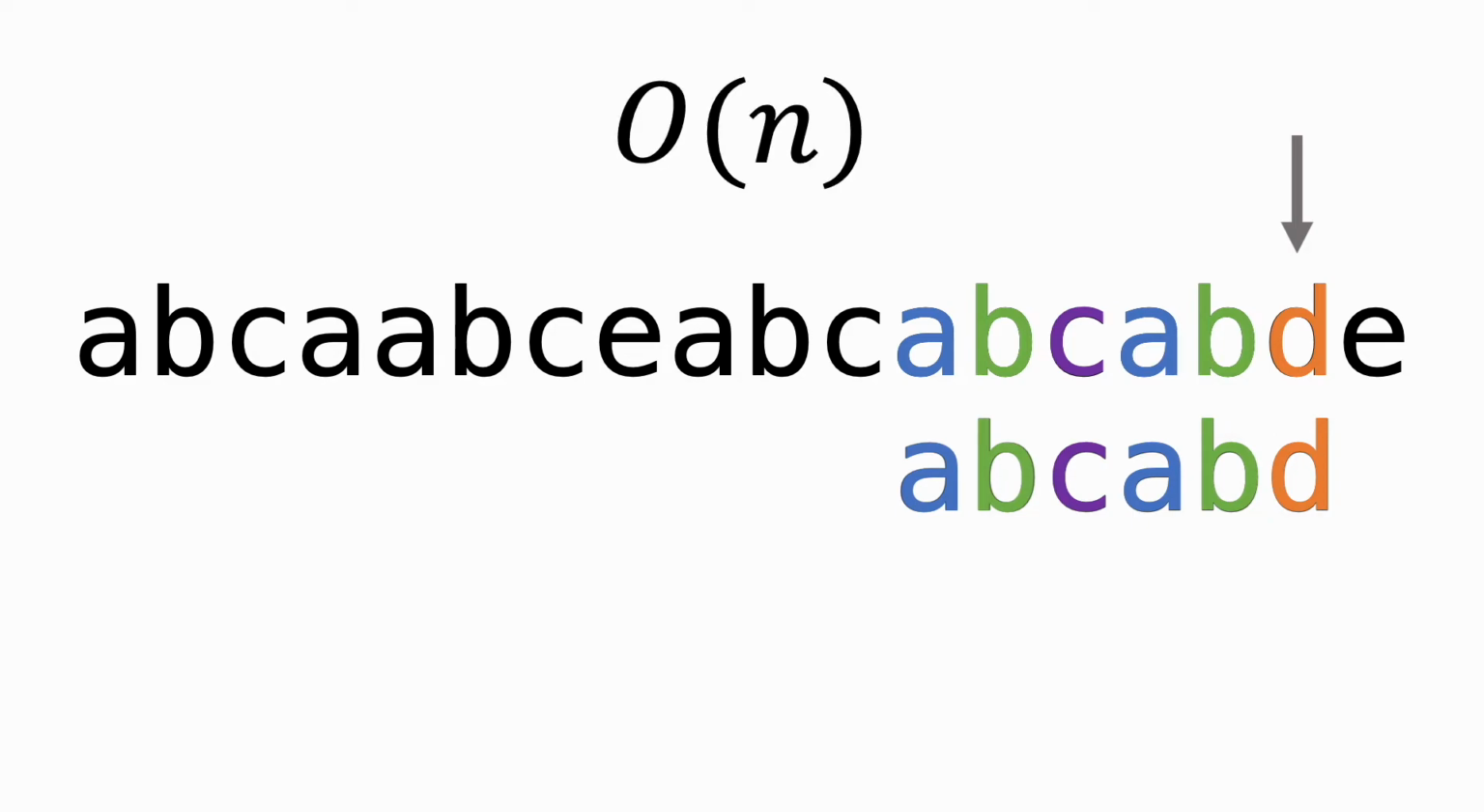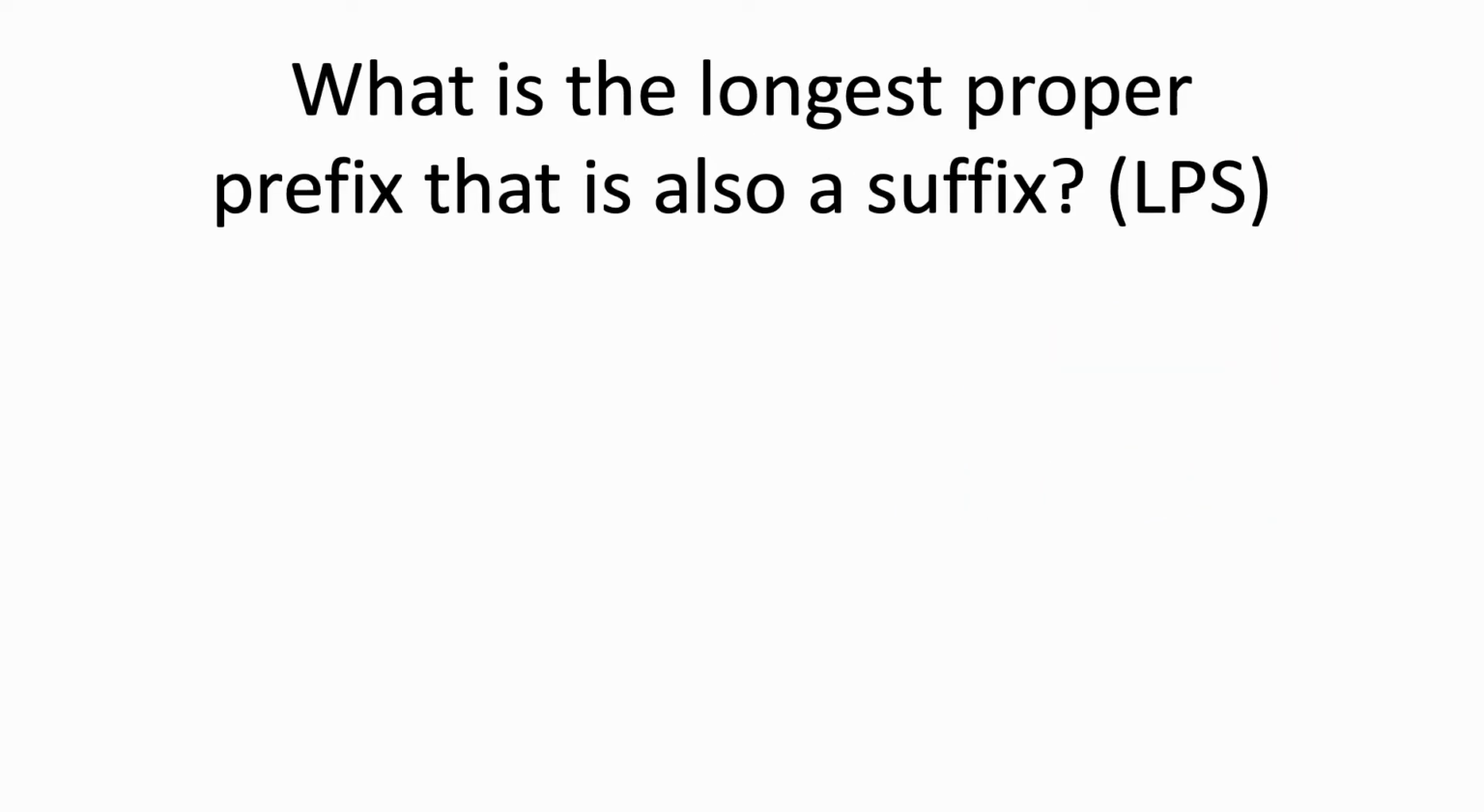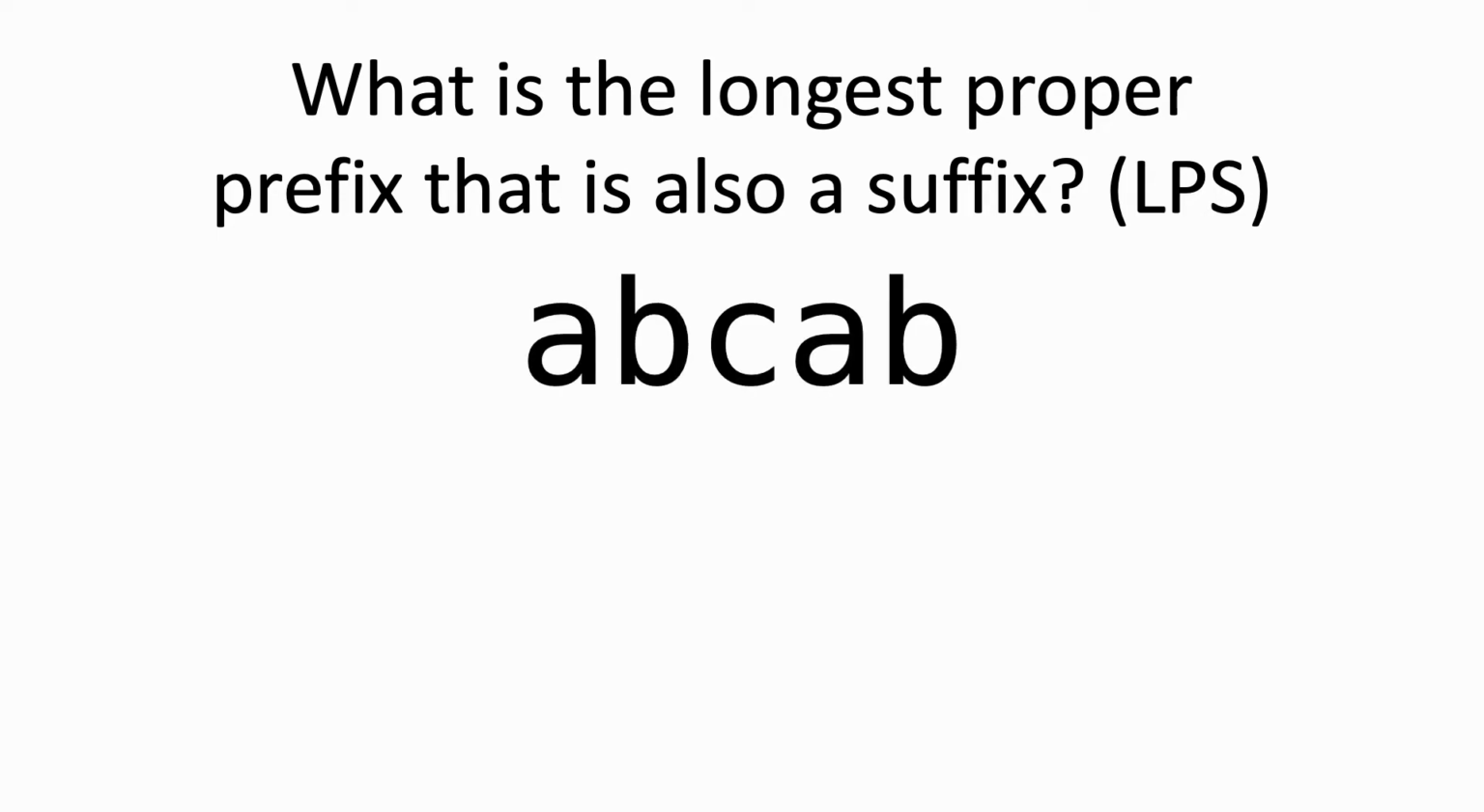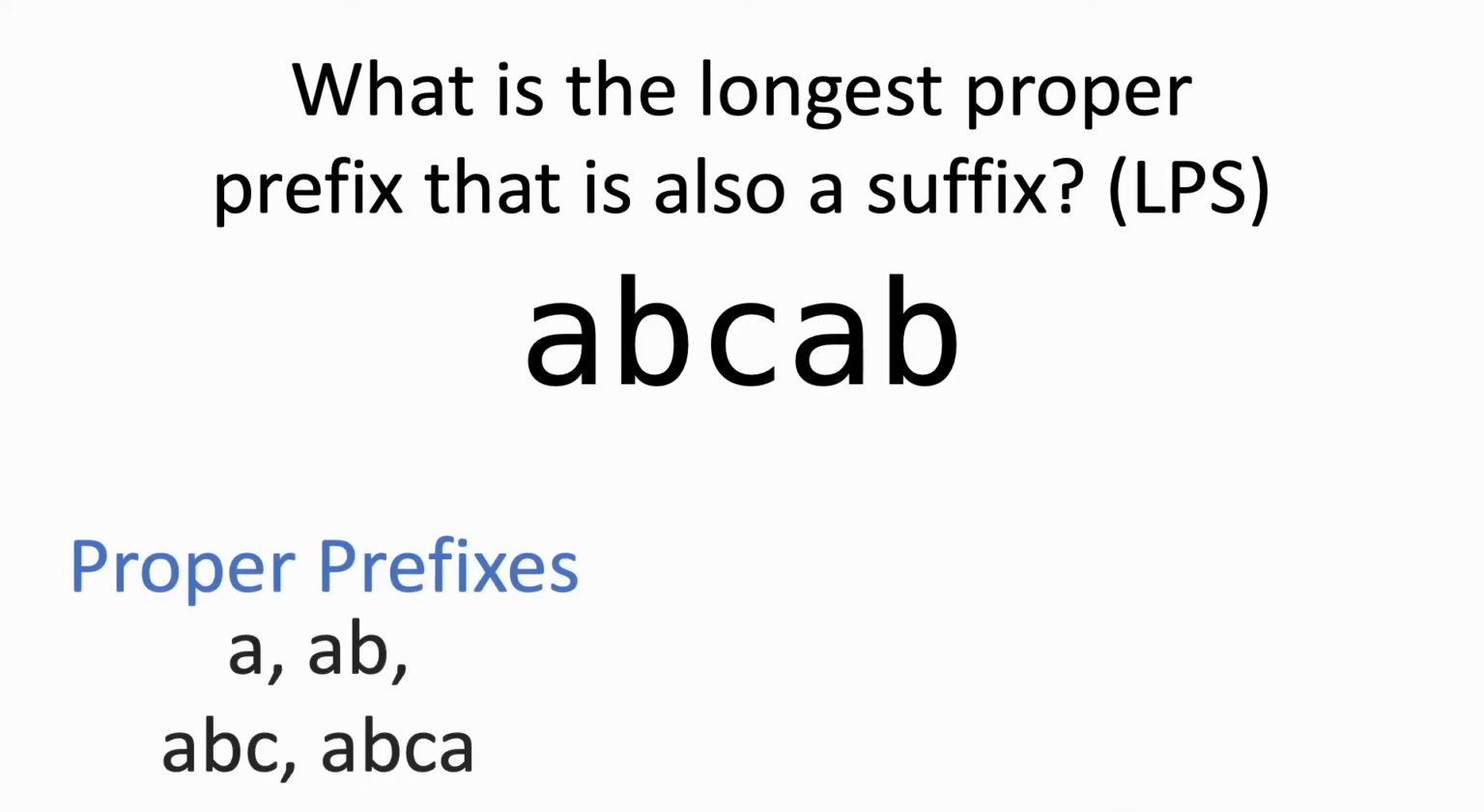Now, there's one other question that we haven't answered yet, which is, how will we know how far to move up the needle? To answer that, we need to introduce the concept of the longest proper prefix that is also a suffix, which I'll call LPS from now on. A proper prefix is just like a prefix, but it excludes the entire word itself. So, for example, if the word is ABCAB, then the proper prefixes are A, AB, ABC, and ABCA, but not ABCAB, since that's the entire word.